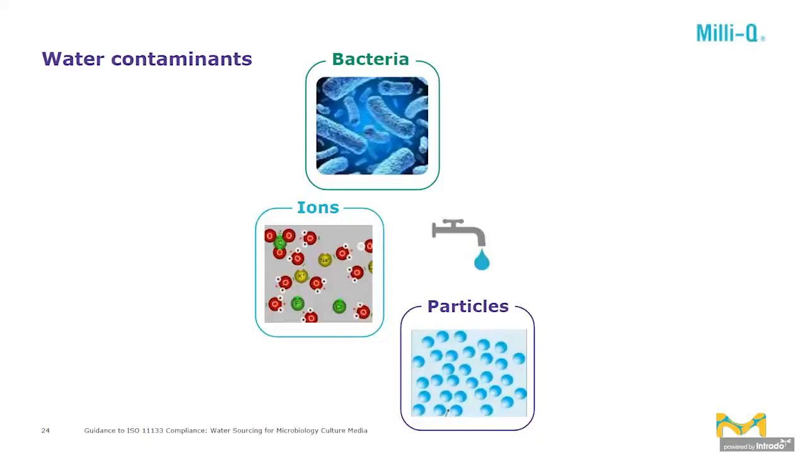Another family of contaminants are particles. It can be soft particles like debris from plants, for example, or it could be harder particles like sand or small things like this, or colloids like silica, for example.